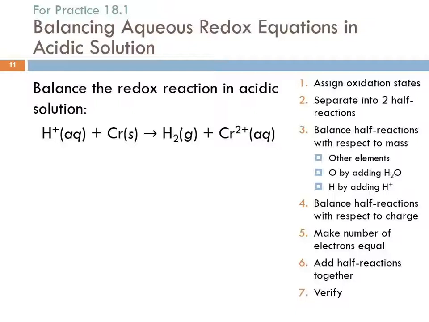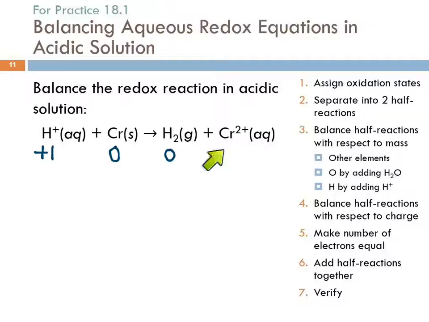So the first thing is we need to identify oxidation states. So H+, what's the oxidation state for that? +1. This is a monatomic ion. The oxidation state is its charge. How about chromium? Elemental, 0. It's an element, it's 0. How about H2? Element, 0. See, that's not so hard, is it?